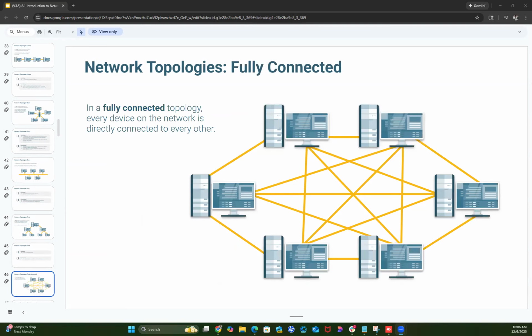And then fully connected topology. In a fully connected topology, every device on the network is directly connected to every other. Advantage: highly redundant. If a single link between devices fails, both devices can still communicate with the rest of the network. Data transmission is point to point between directly connected devices. Since all devices are directly connected, transmission is fast.